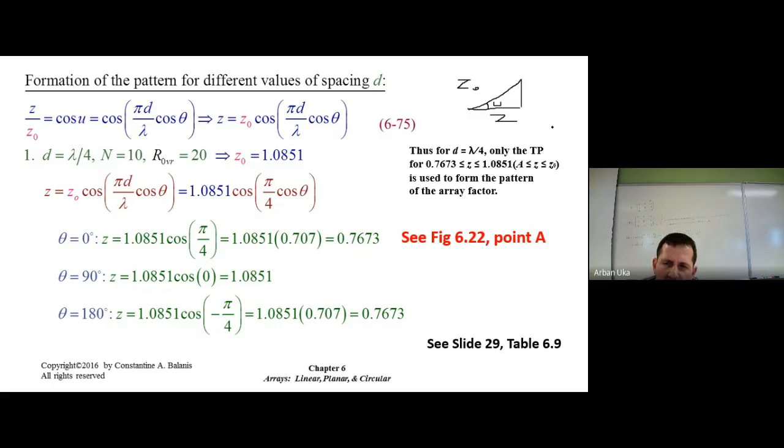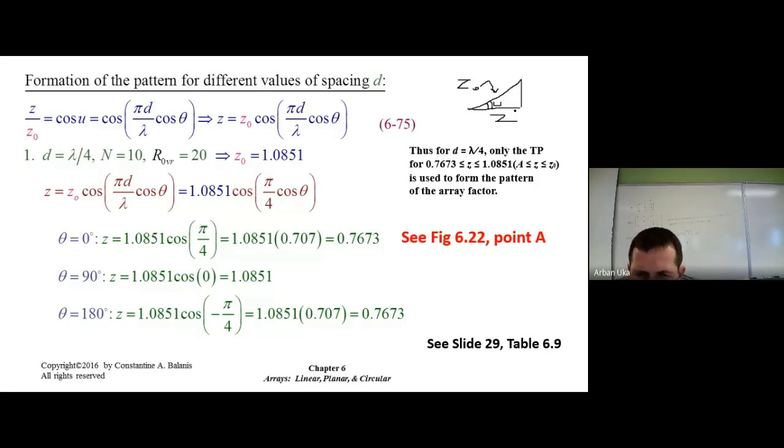So this cosine u is going to look something like this: z divided by z0, where z0 is going to be the hypotenuse. Now, in this expression, for d being a quarter of a wavelength, we're going to use the Chebyshev polynomials, for which z is between 0.76 and 1.085. Okay, so this is something that we have to be careful about.